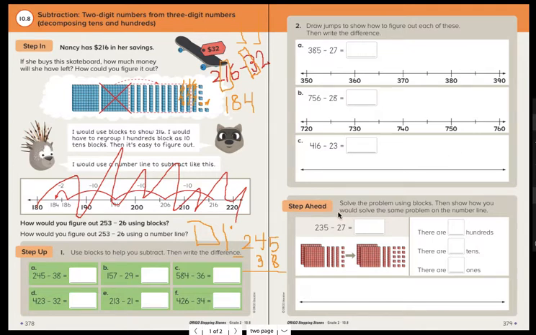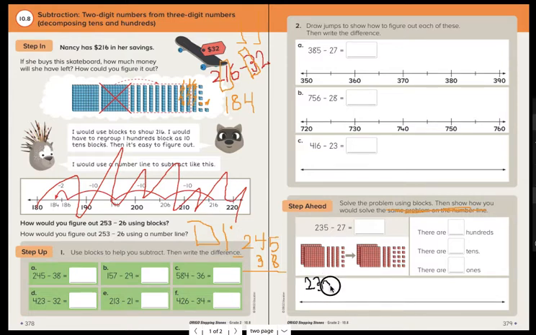And then over here on the step ahead, I'm going to change it a little bit. The directions say solve the problem using blocks, then show how you would solve the same problem on the number line. Instead of showing how you would solve the problem on a number line, I do want you to show how you would solve it another way. But instead of using the number line, I would like you to set the problem up vertically. So our problem would look like this. So we have 235.